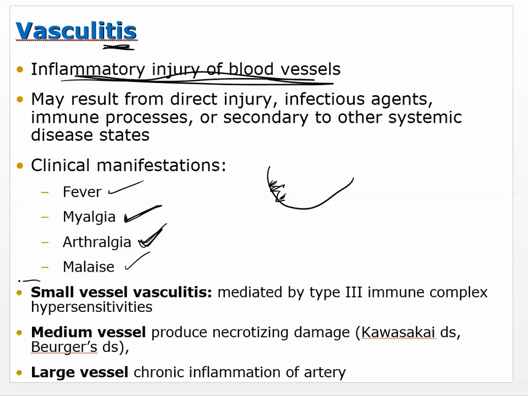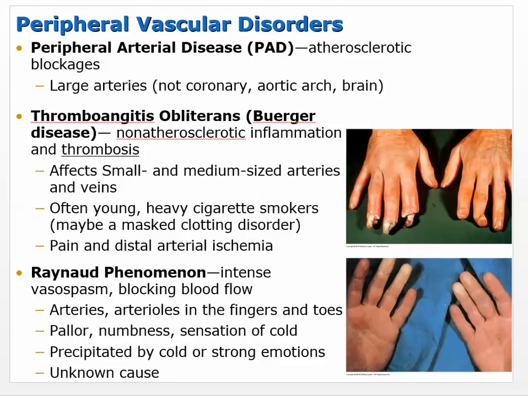Okay, so these could be broken into small vessels, medium vessels, and large vessels. So we're going to talk about a couple of types of peripheral artery diseases that are seen. They're not necessarily common, but they're seen. So peripheral artery disease: atherosclerotic blockages, large arteries, not coronary or aortic.